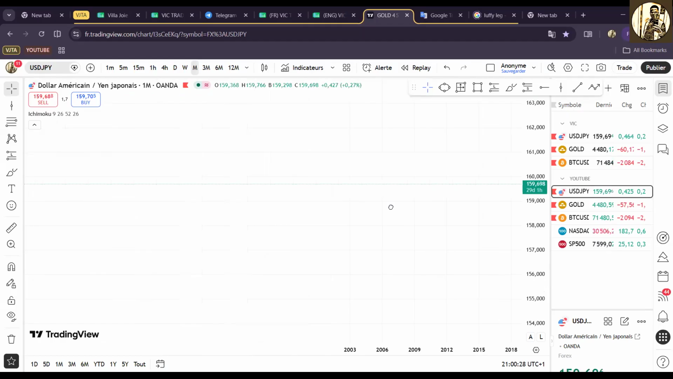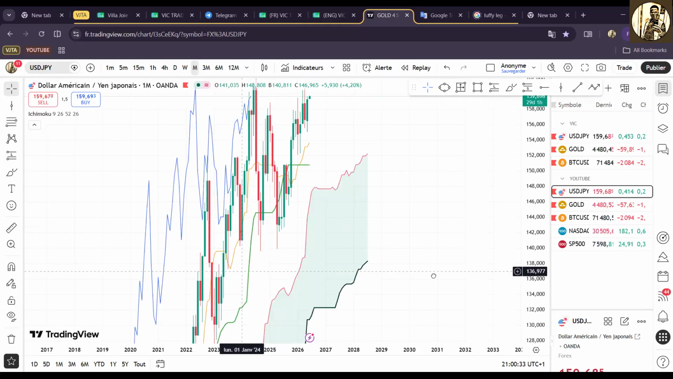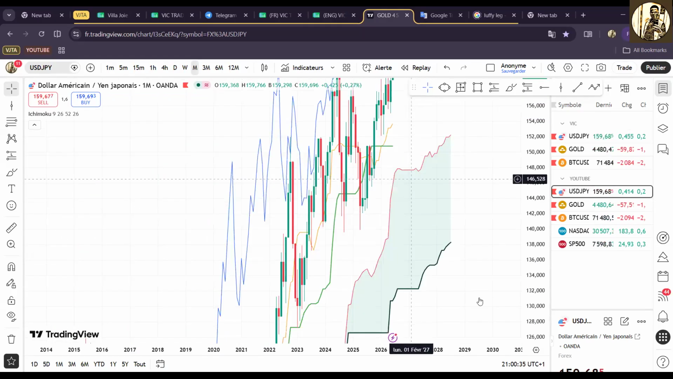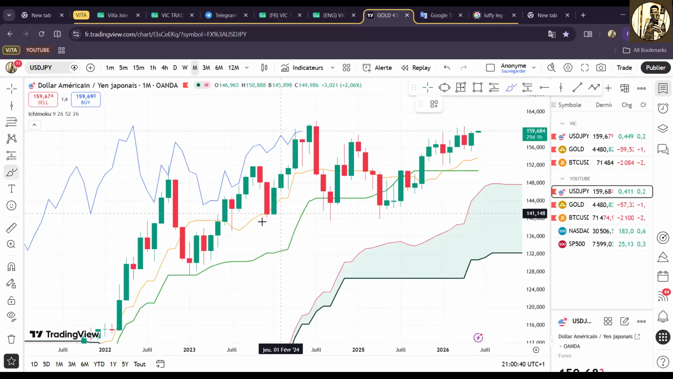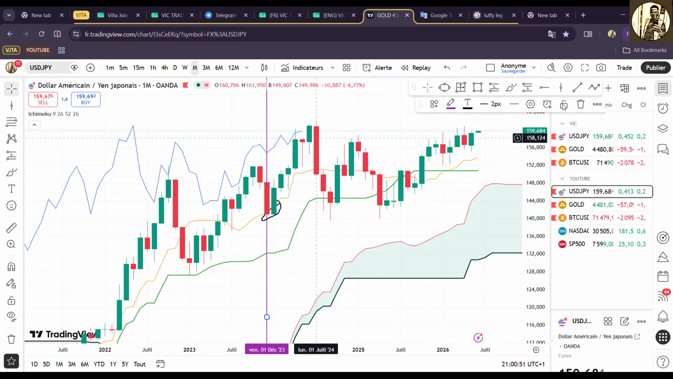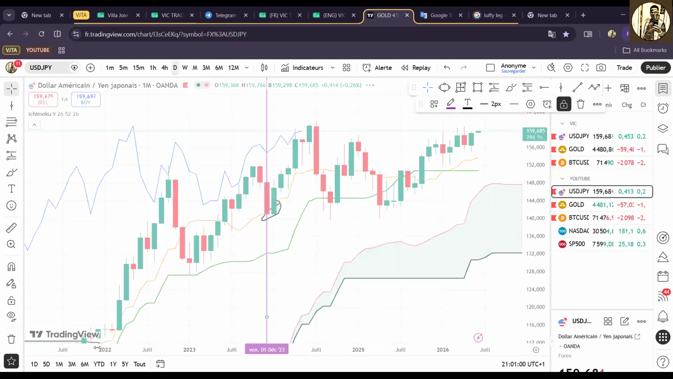Why am I not seeing the price? Let us say, for example, the price is dropping on a monthly setup. Let us say it is this setup. The price is dropping on monthly. The price has dropped on the Tenkan monthly. Price hit monthly setup Tenkan, go on daily.